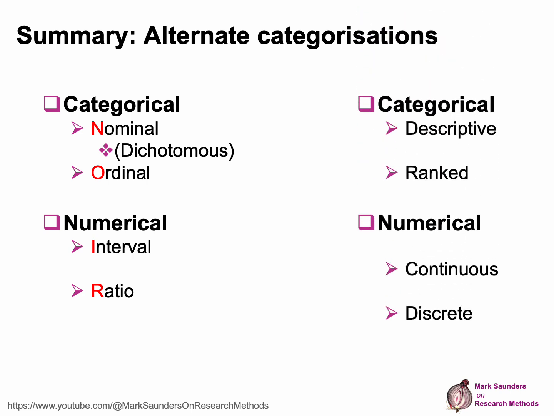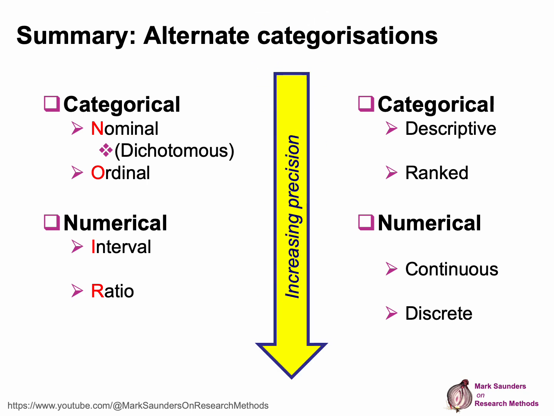Our alternative, again using categorical and numerical data, is to talk about descriptive and ranked. Obviously these are quite similar to nominal and ordinal, but then very differently continuous and discrete data. And with both of these, as we move down the page, we're looking at increasing precision, and this is important because it enables us to have a greater variety of statistics we can use to analyse our data.